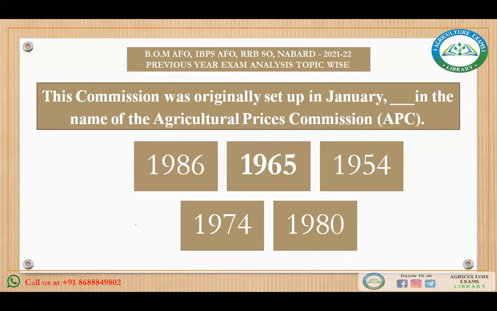Schwann and Schleiden. This commission was originally set up in January dash in the name of Agriculture Price Commission. The options are 1986, 1965, 1954, 1974, 1918. Then the Agriculture Price Commission was set up in 1965.